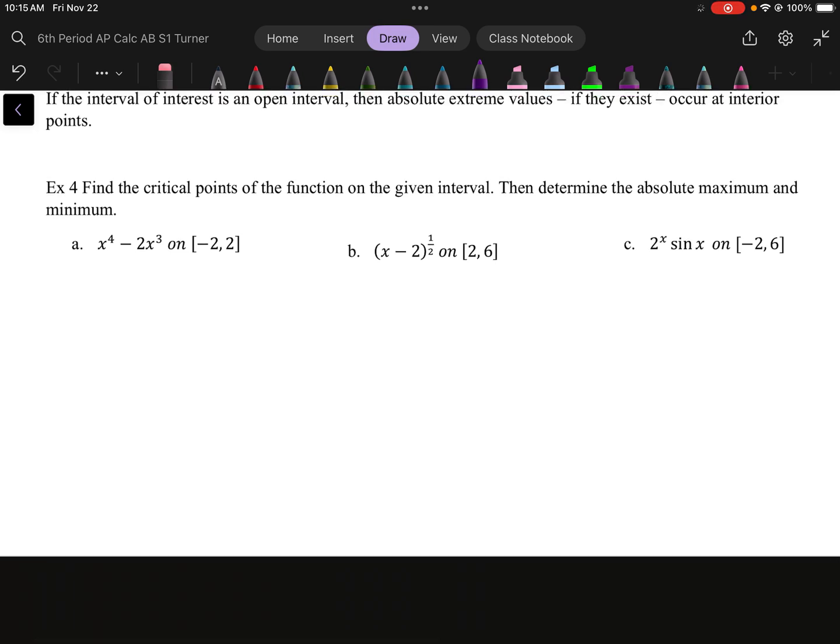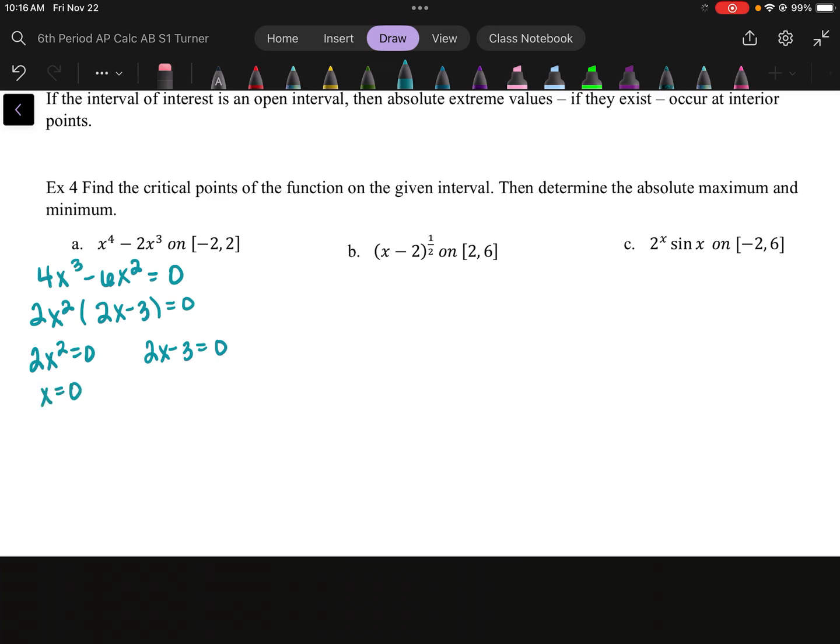So in example 4a, the first thing that I would do is find my critical points. So we're going to take the derivative of this function, which is 4x cubed minus 6x squared, and I'm going to set that derivative equal to 0. If I were solving a question like this, I would pull out a 2x squared, which would leave a 2x minus 3 behind. Again, I haven't changed it. I just made it look a little different so that I can set 2x squared equal to 0, and I can set 2x minus 3 equal to 0.